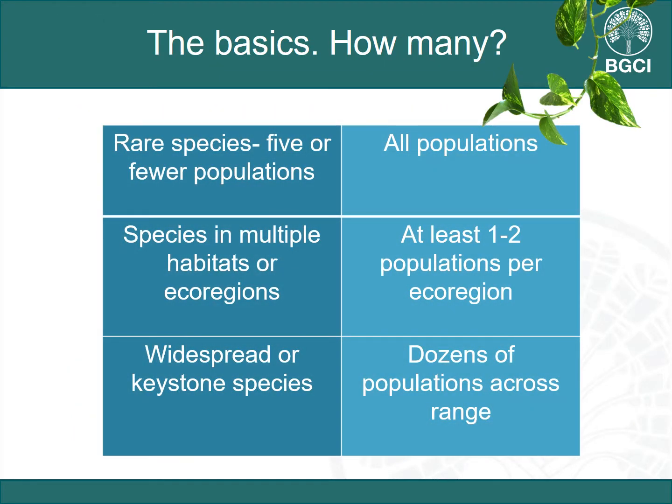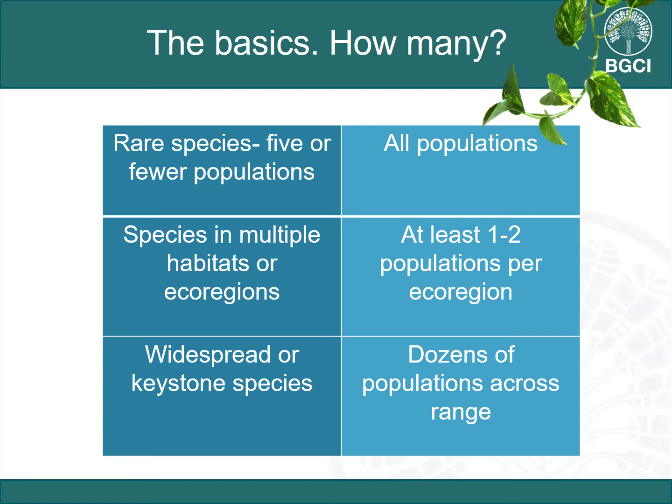This table provides a very high-level summary of how many populations you might aim for, though you should also consider your goals and the purpose of the seed. For rare species, all populations should be visited, especially if fewer than 5 populations are in existence. For any species, if the species occurs in different habitat types, hardiness zones, or other ecological zones, at minimum, 1 or 2 populations from each of these ecological zones should be sampled.